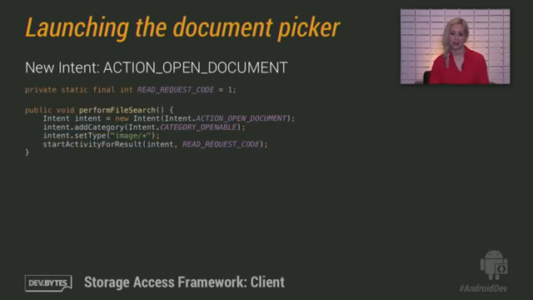Let's talk about Action Open Document. This isn't much different than what you may have done before. You're going to create an intent. Category openable means we only want results that can be opened, basically documents, as opposed to a list of contacts or time zones. The type is the document MIME type you want. Here, I'm asking for any type of image. And then launch your intent with a request code. This can be any value you like, but it should be unique within your app.